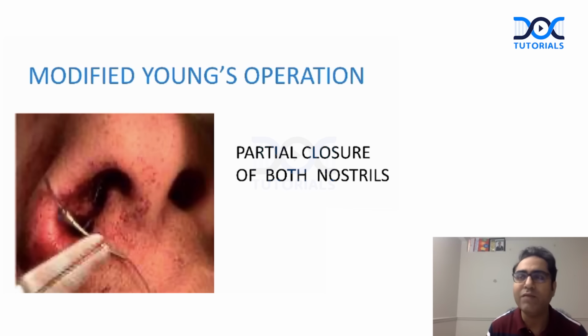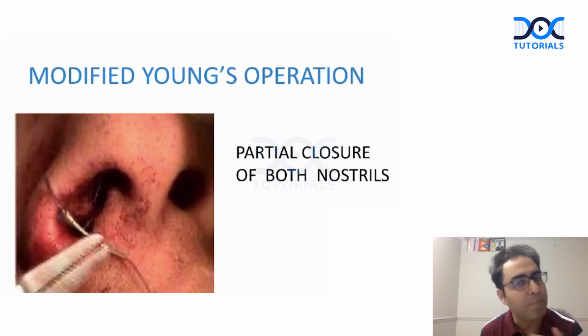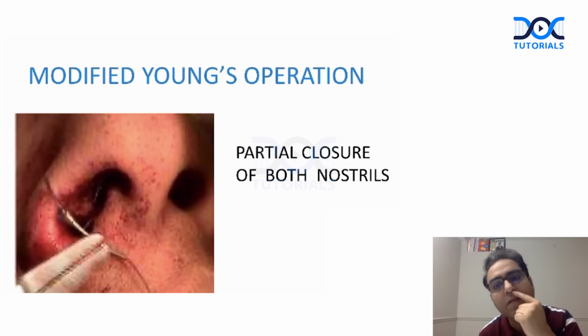Okay, so in which disease do you stitch the nostril from the front? Atrophic rhinitis, and the name of the surgery: we don't do Young's nowadays, we do modified Young, partial closure of both nostrils at the same time, and this is a permanent procedure. Now, guys, atrophic rhinitis does not have any external changes in the skin of the nose; whatever is there is inside the nose.